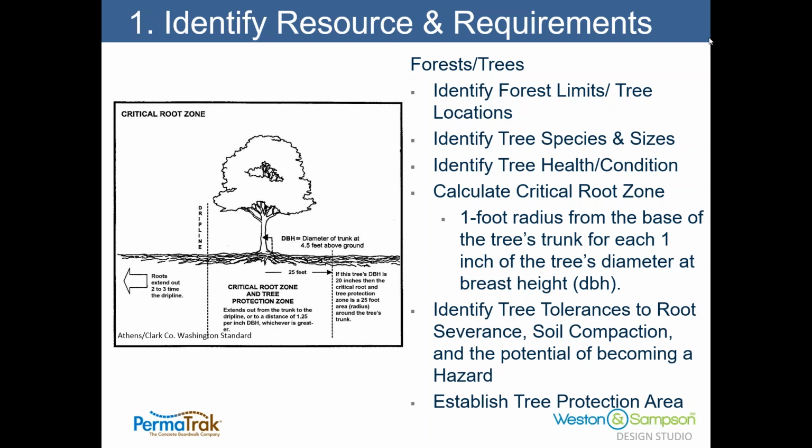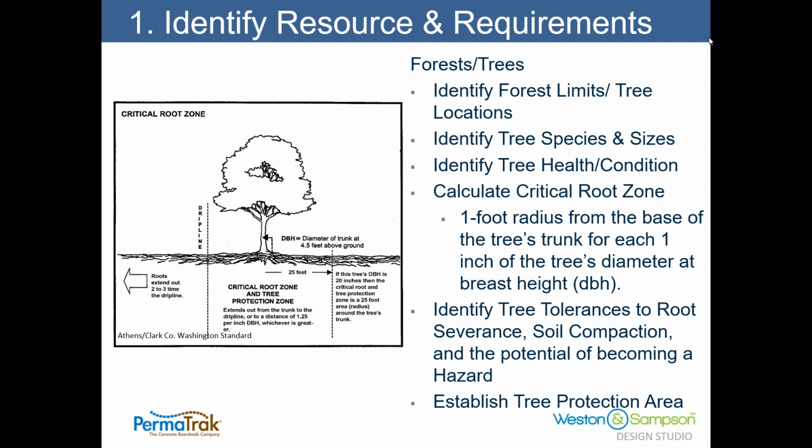So in this case, knowing where the actual tree is and what the critical root zone is around that tree is important to know if you could potentially be impacting a tree when proposing a trail facility adjacent to or within the woods. As you're looking at the trees in the forest, identifying the species and the health condition of each tree is going to be important, because every tree handles impacts differently. So the tolerances of soil compaction or root severance are really important to knowing if the tree is going to be there in 10 years after a trail facility is proposed within a forest area.